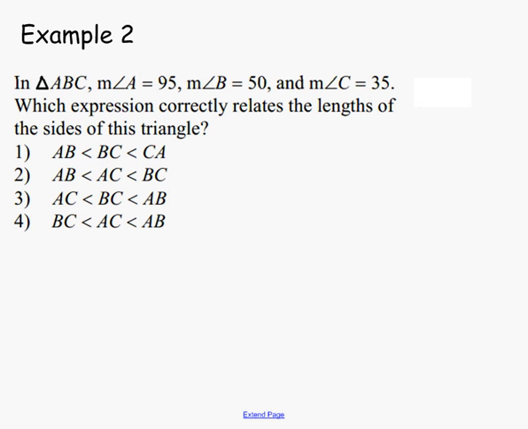Alrighty, let's try another one. In triangle ABC, measure of angle A is 95, measure of angle B is 50, and measure of angle C is 35. Which expression correctly relates the lengths of the sides of this triangle? So all of these choices are listed in order from shortest to longest, right, because this says AB is less than BC, BC is less than CA.